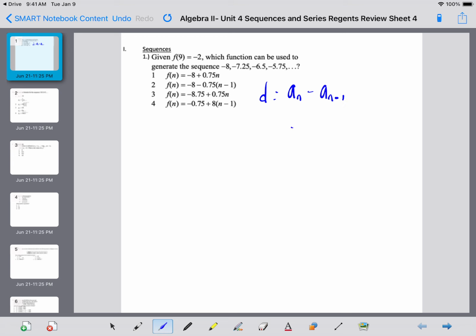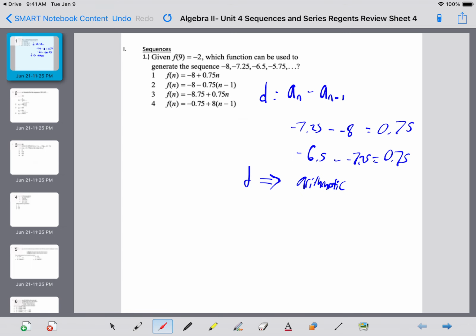So, we could take -7.25 and subtract -8. And I get 0.75. Now we have to check if it's a common difference. So take another term and subtract it from its previous term. And we get the same difference, so it's common. That's a common difference, which implies arithmetic.